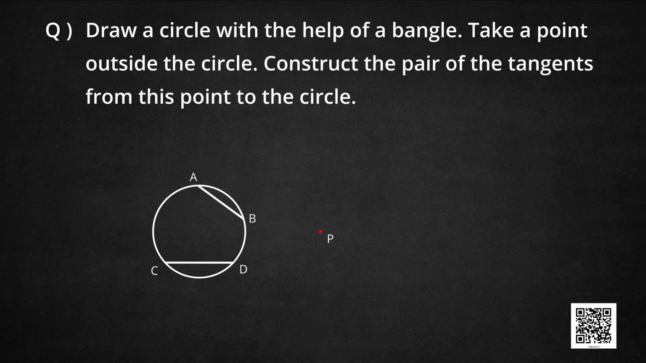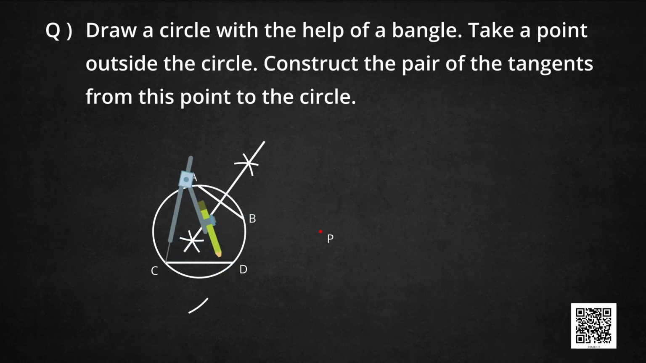Now we will draw perpendicular bisectors of these two chords. Let us first start with AB. Draw perpendicular bisector of chord AB like this. Now draw the perpendicular bisector of CD like this. The point where the two perpendicular bisectors intersect each other, name it as point O. So here we have got the center of the circle.